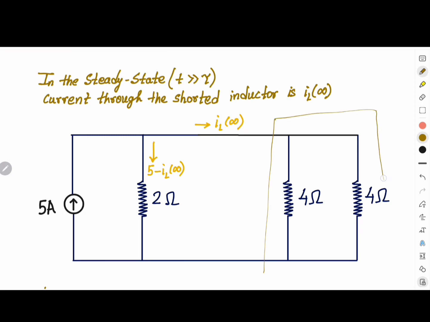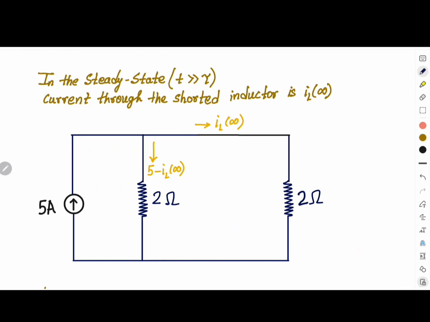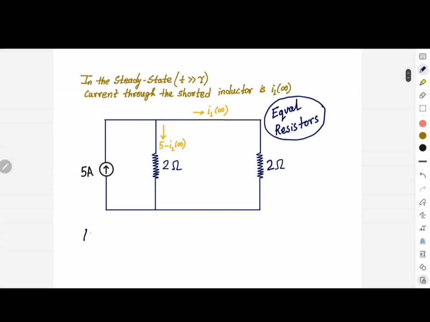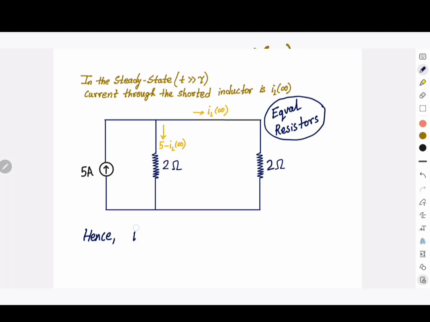There is a parallel combination of two 4 ohm resistors, which reduces to a 2 ohm resistor. The 5 ampere current flows through equal resistors, so IL infinity is equal to 5 minus IL infinity. Therefore, IL infinity is equal to 5 by 2 ampere.